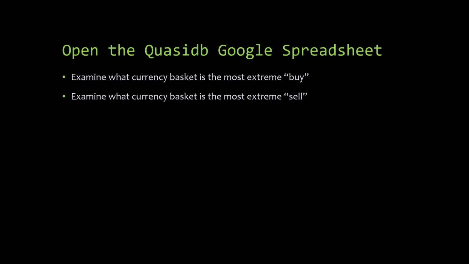So first of all, you'd open the QuasiDB Google spreadsheet, and the bubbles are only there now. They were on the website, but I've taken them down because people were using the bubbles for free. So just first of all, examine what currency basket is the most extreme buy, and examine what currency basket is the most extreme sell. So you'd pitch strong versus weak, logically.